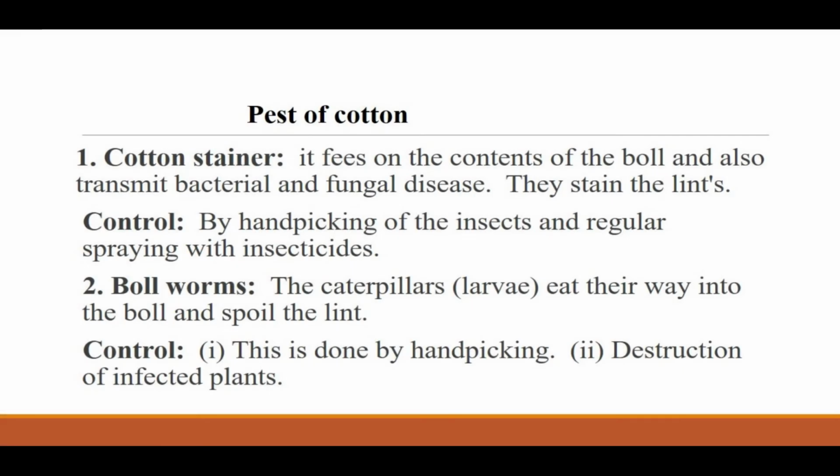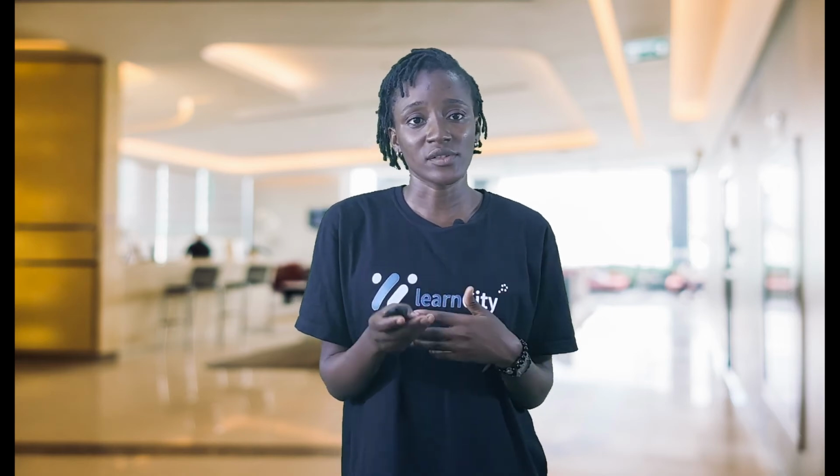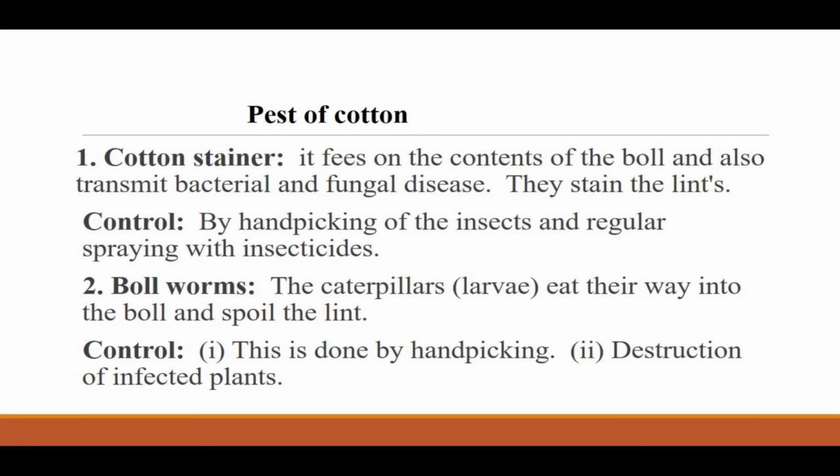Pest of cotton: we have the cotton stainers. The cotton stainers feed on the content of the ball and also transmit bacterial and fungal disease. How do we control them? We control them by handpicking of the insects, and regular spraying of insecticides.